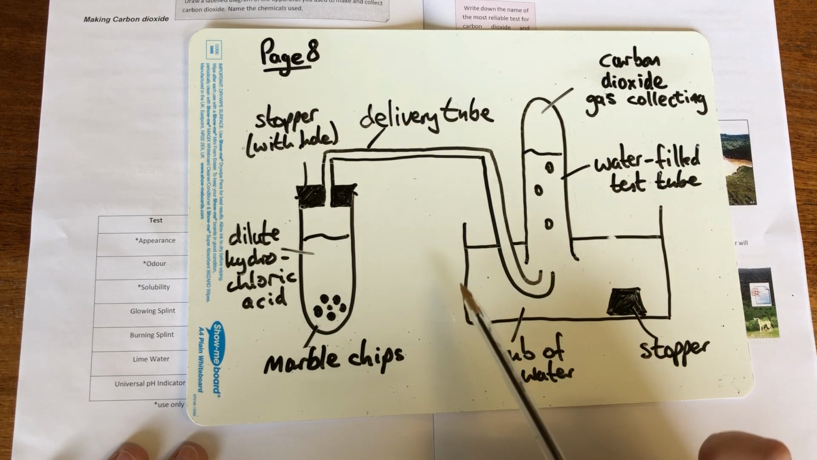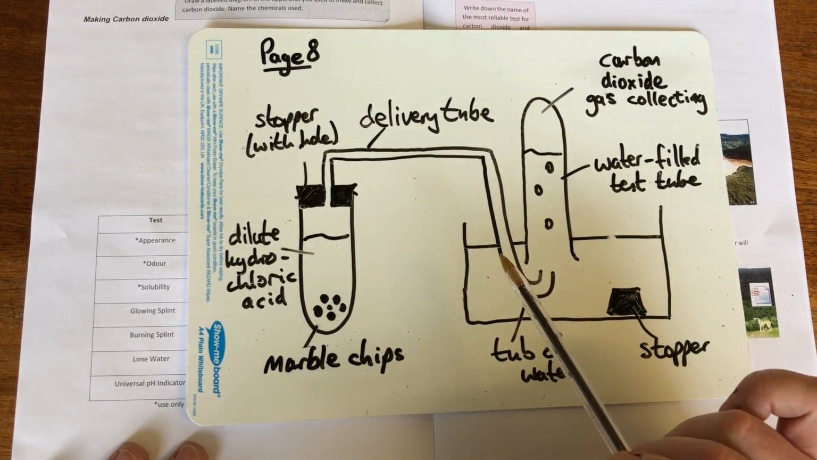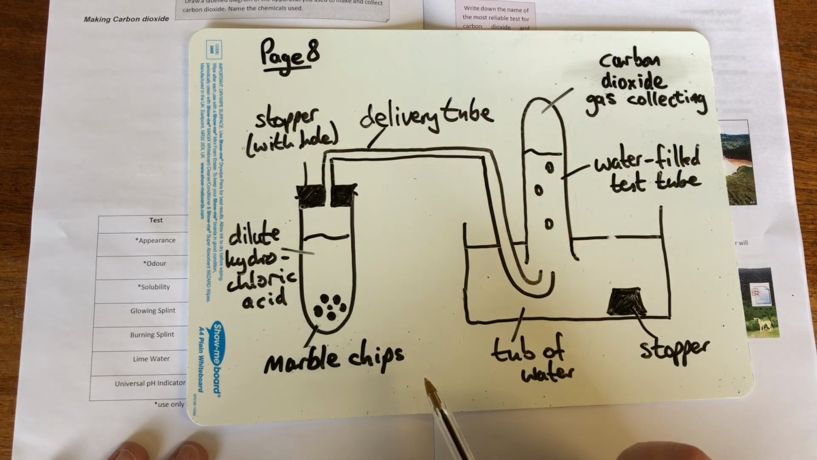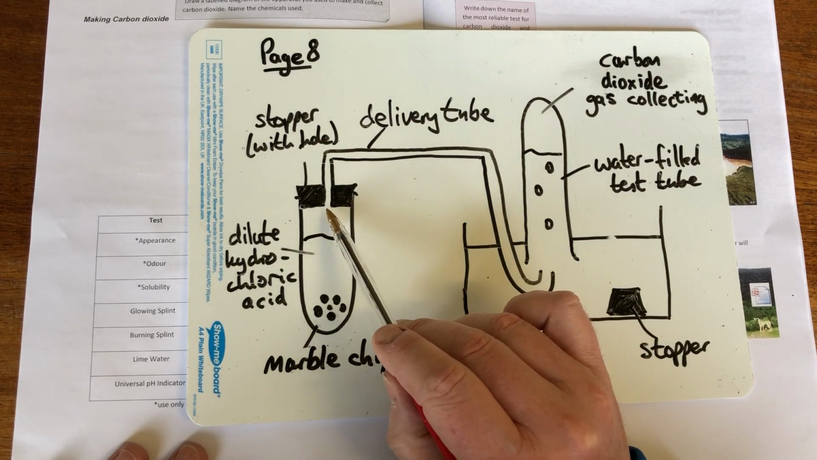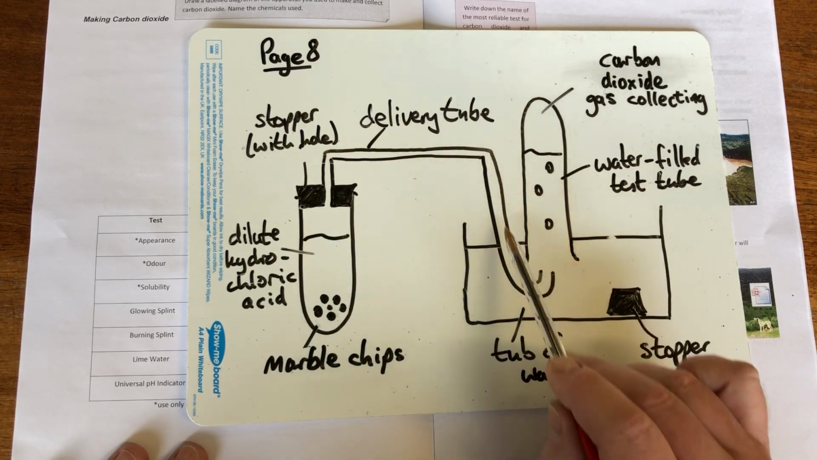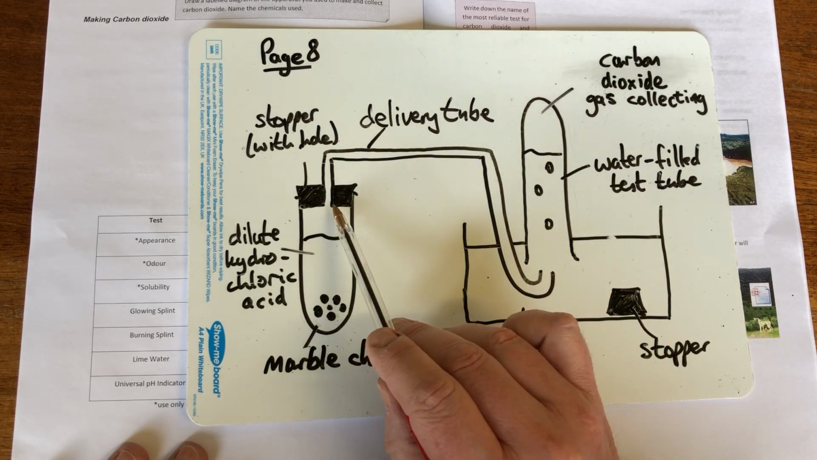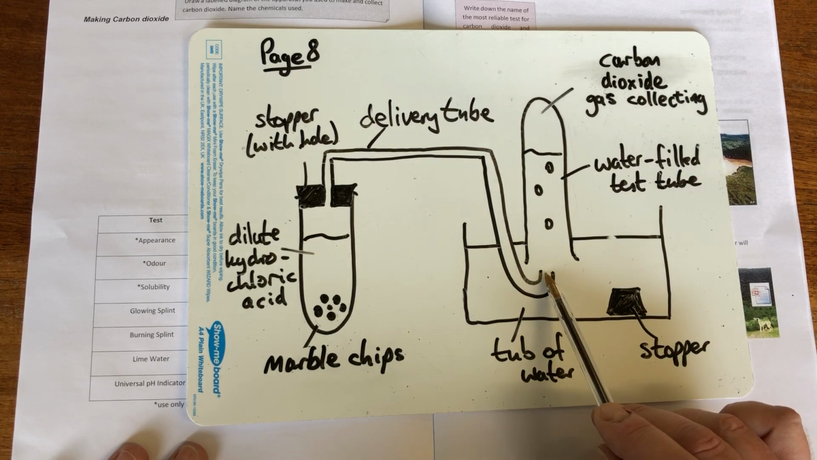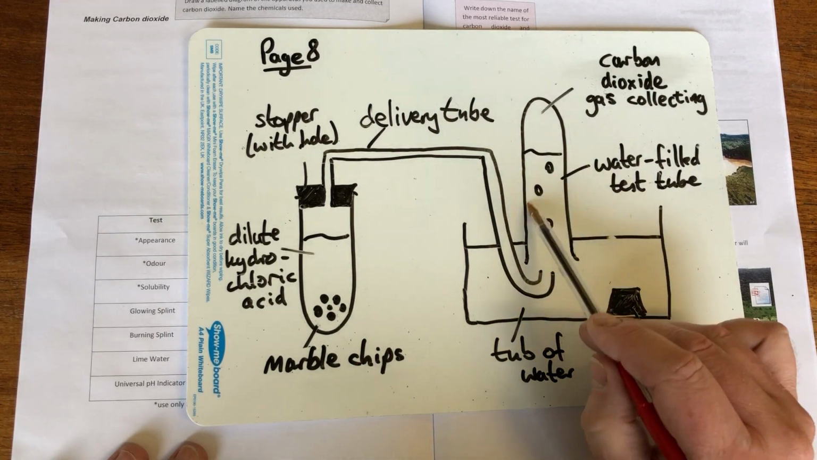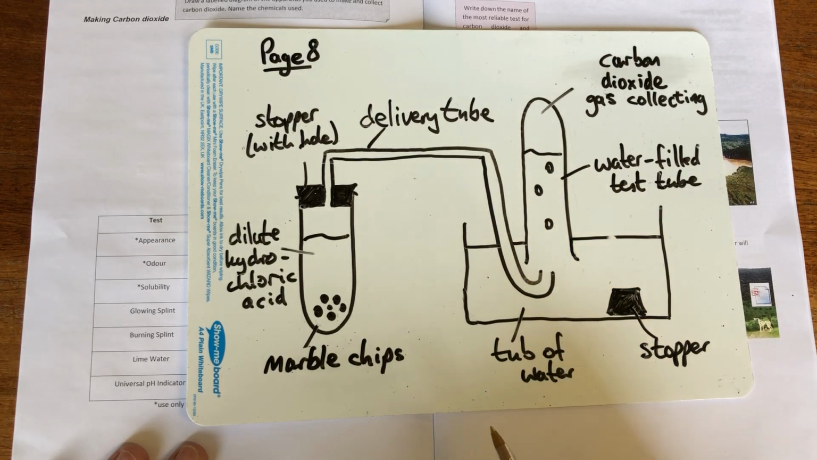You're going to draw this diagram on page 8. Please pause the video if you want to make a careful copy of this. Please note also that you should have a gap through here for the gas to travel. Do not block it here. The tube that is delivering the gas should be underneath the water-filled test tube, and the neck of the test tube should be below the level of the water.